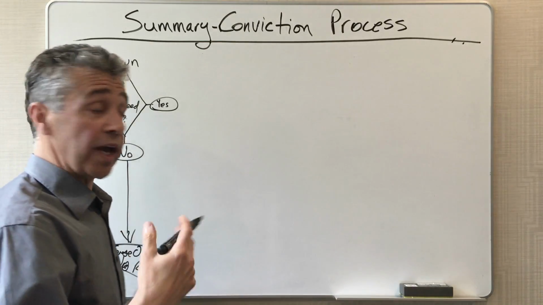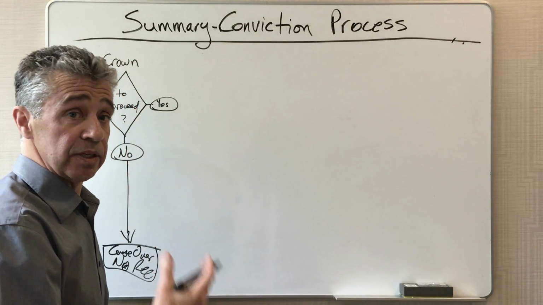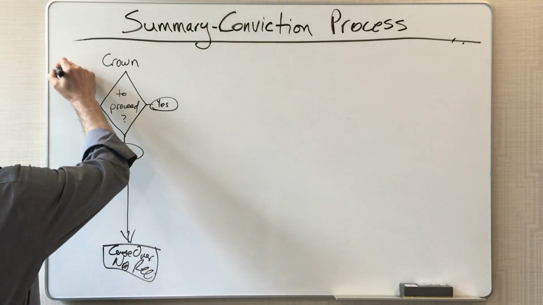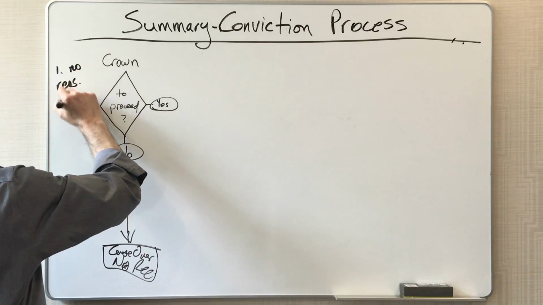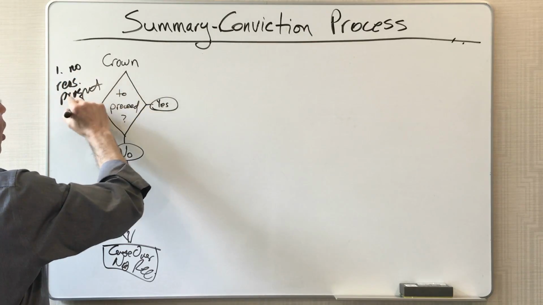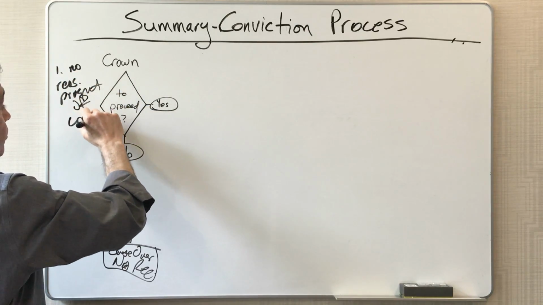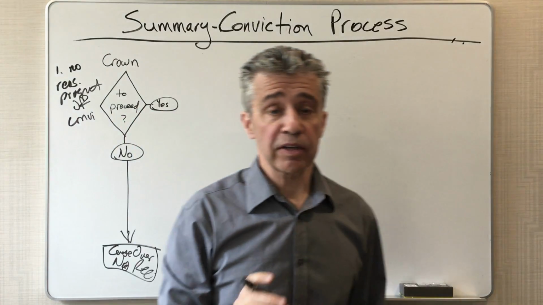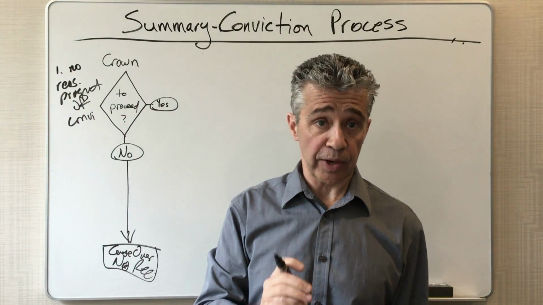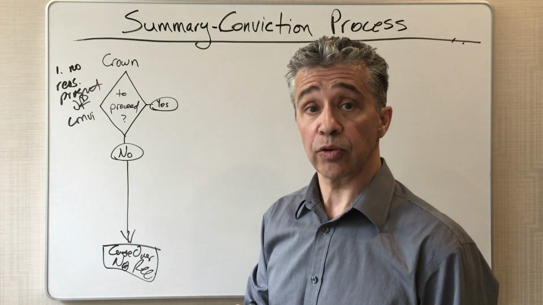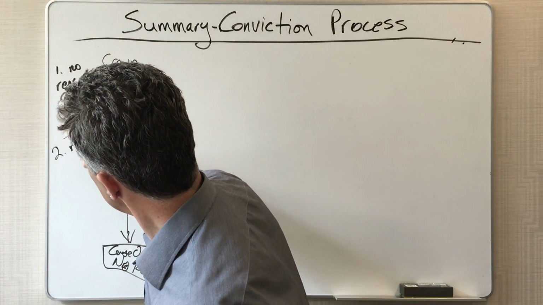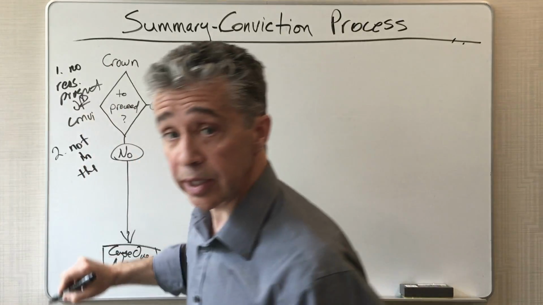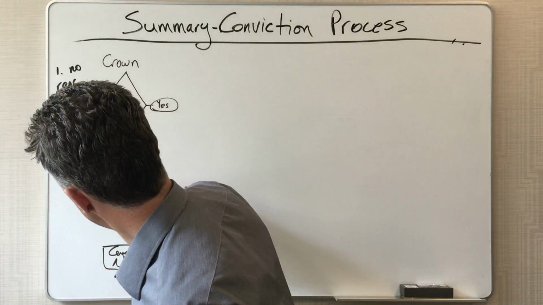Now, you're going to ask me, well, Craig, how do we convince the Crown not to proceed? Because that's the best way to go. Well, there's two ways. Number one, we can try to convince the Crown there's no reasonable prospect of conviction. No reasonable prospect of conviction is a legal test that's applied by the Crown to the anticipated evidence. There is a second way. The second way is to convince the Crown that it's not in the public interest to proceed.